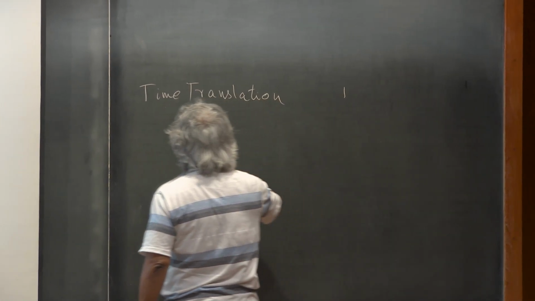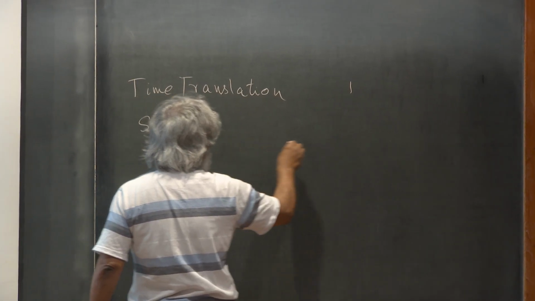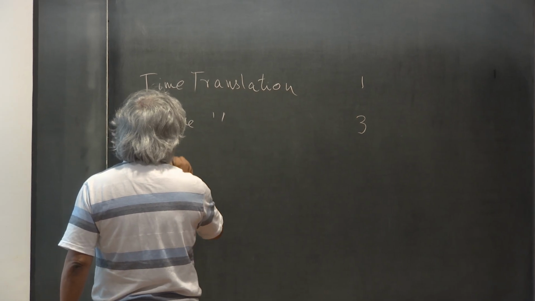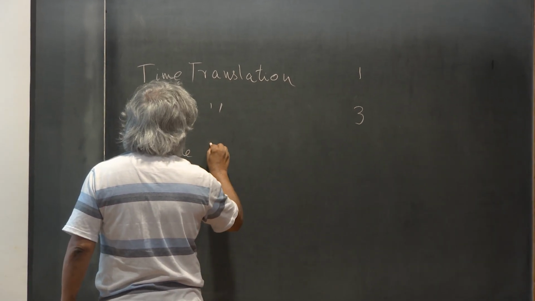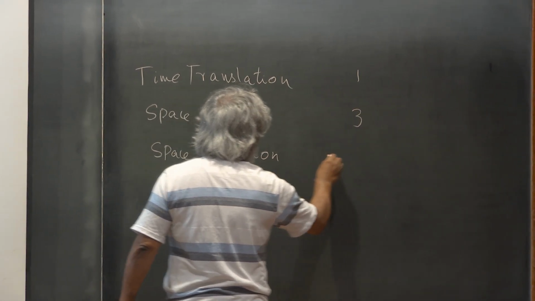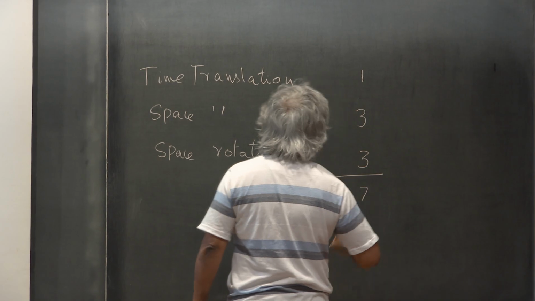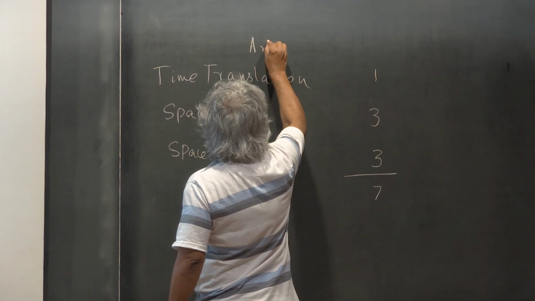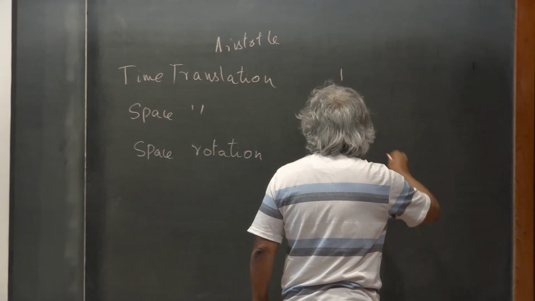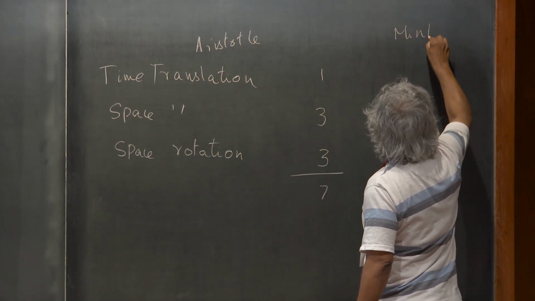That's one. Space translation is 3. Space rotation is 3. This is total 7. So this is Aristotle. So all these are true also for Minkowski and Galileo.